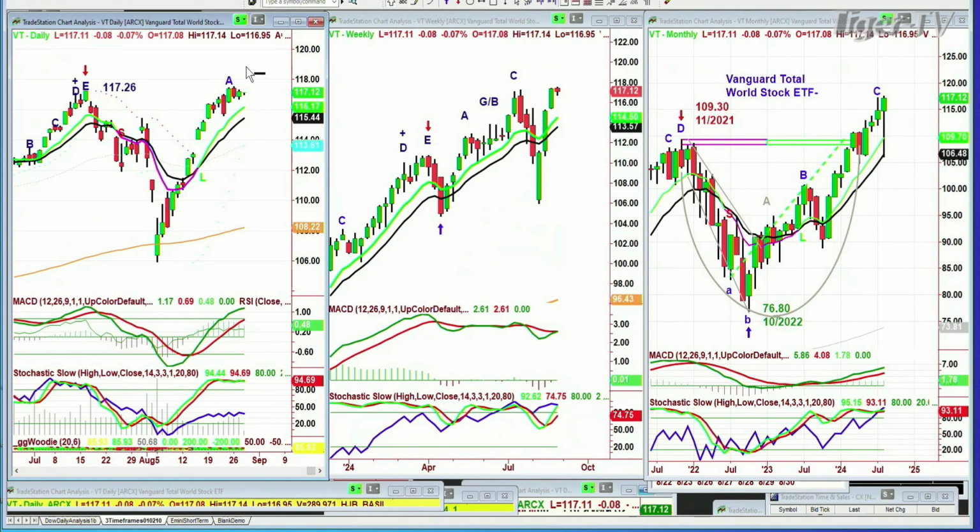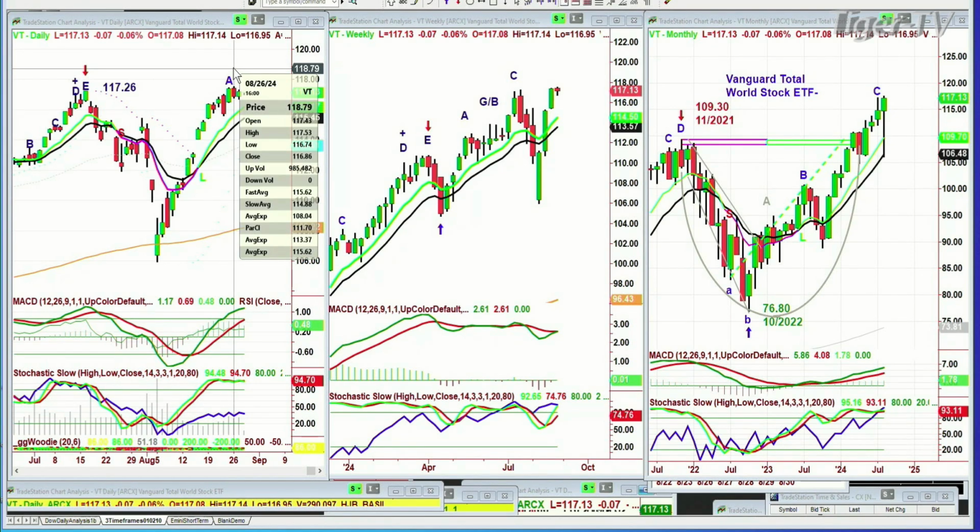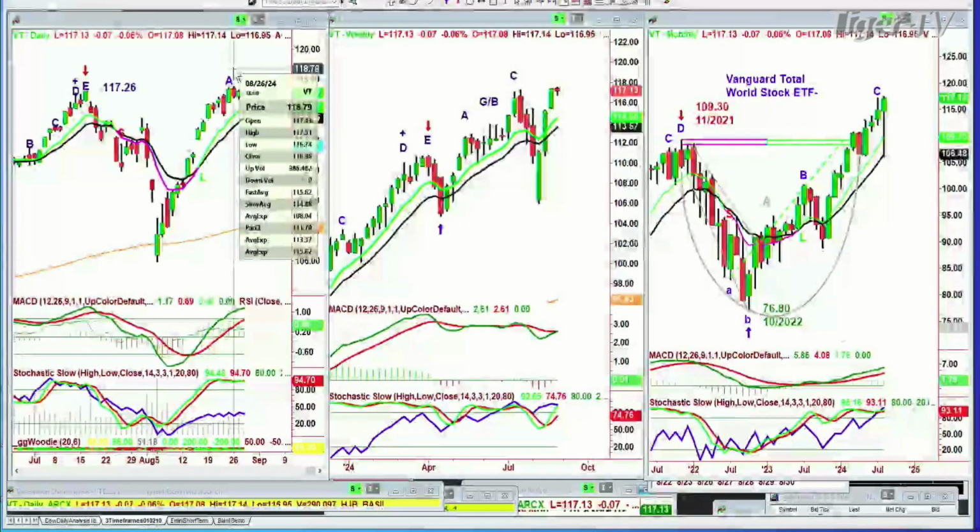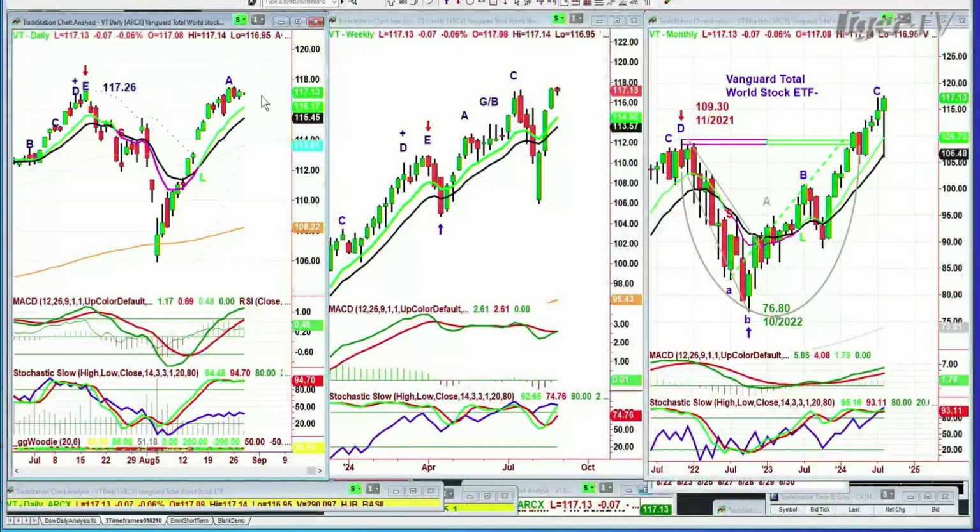Oh my, 117.53. Yes, it went to an all-time high. Oh, wow. All right, this is Vanguard Total World Stock ETF, all-time high.